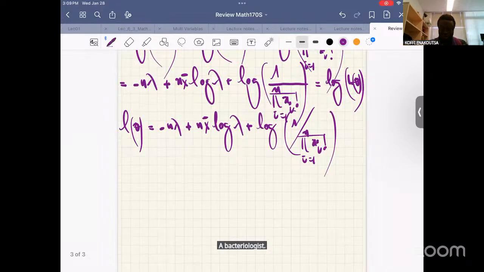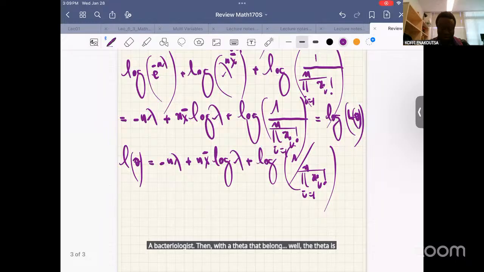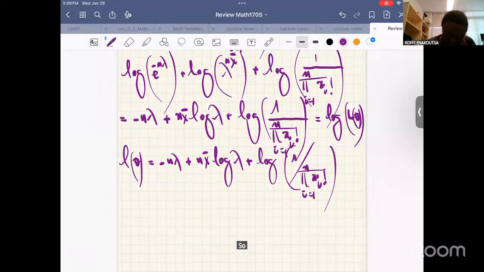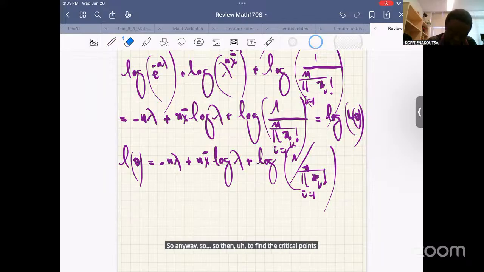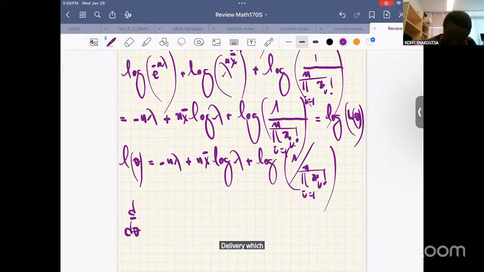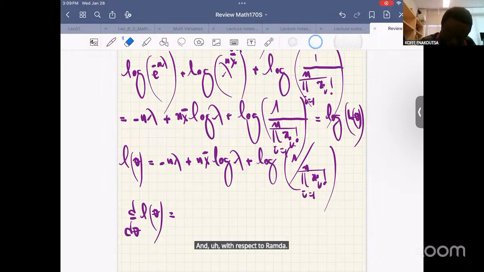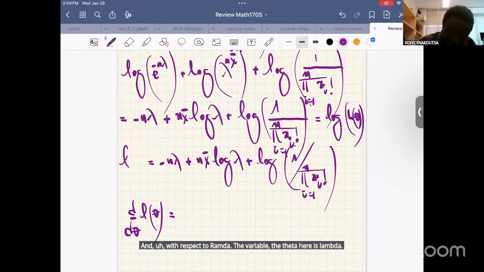Here theta is just a parameter. To find the critical points, you take the derivative with respect to theta of l of theta, and with respect to lambda, the variable. The theta here is lambda.